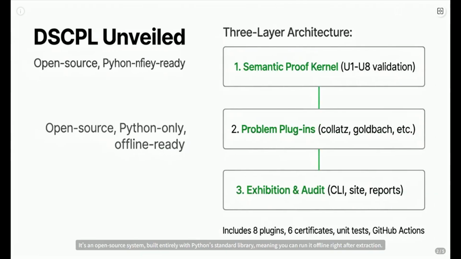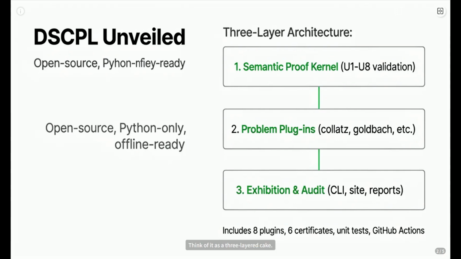It's an open source system built entirely with Python standard library, meaning you can run it offline right after extraction. Think of it as a three-layered cake. At the bottom, the semantic proof kernel, that's your validation engine, checking certificates against rules U1 through U8. In the middle, problem plugins, these are specific modules for different math problems, like Collatz or Goldbach. And on top, exhibition and audit, giving you a CLI, a static website and report indexing.